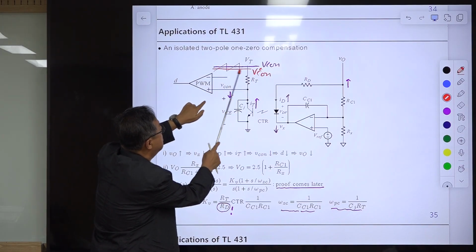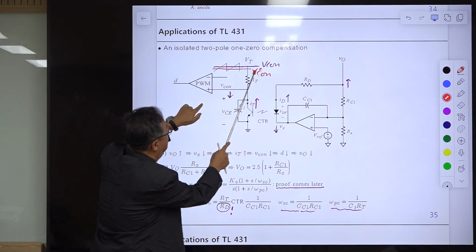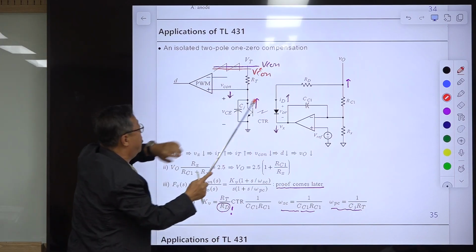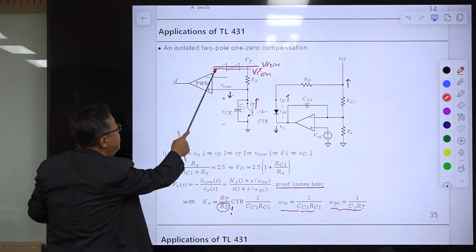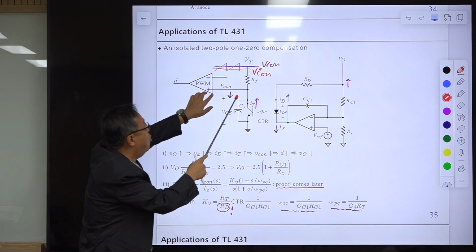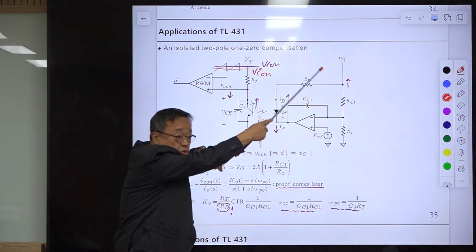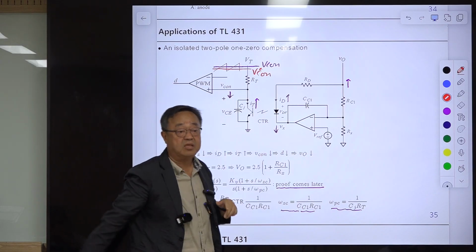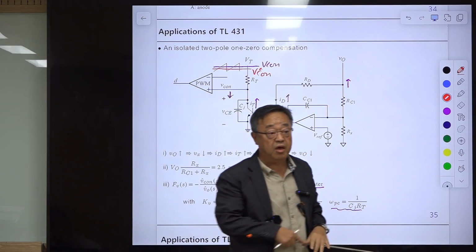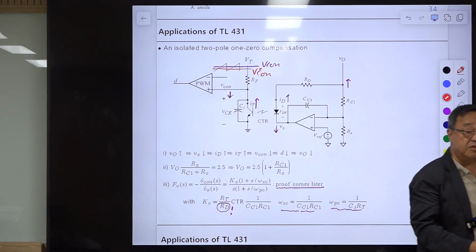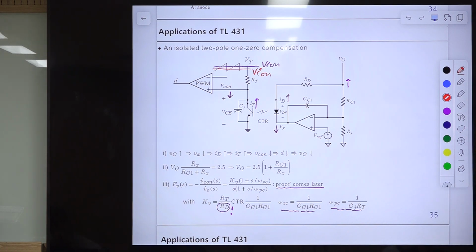And this one is the red curve with V cone prime. Then this becomes smaller. So the duty ratio is reduced. Then the output voltage will be reduced. This is what? This is negative feedback. Okay. There is a built-in mechanism. If something goes in the wrong direction, this mechanism is fixing that. That is the nature of negative feedback.